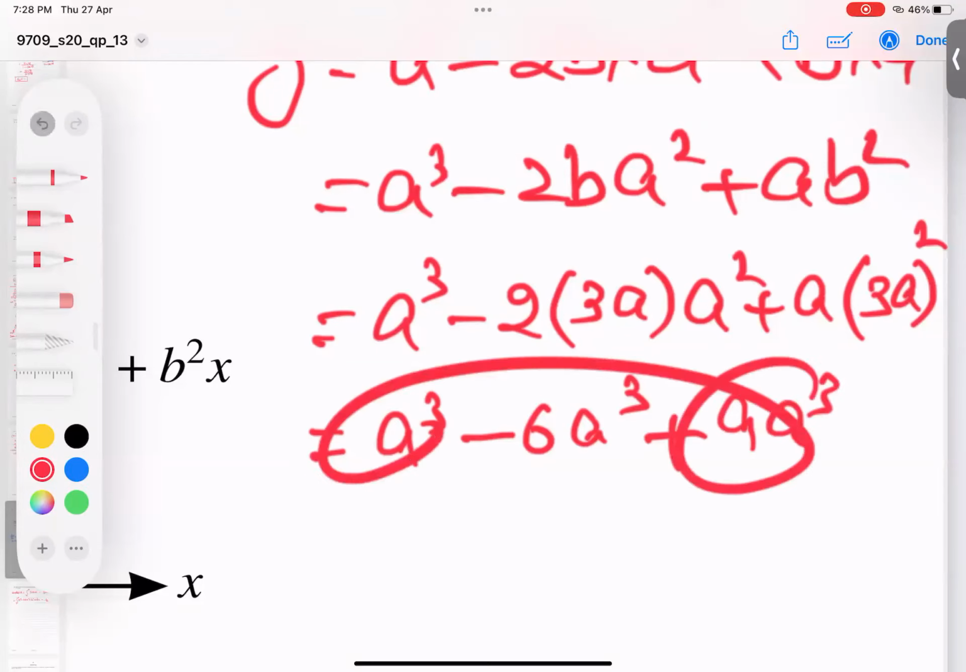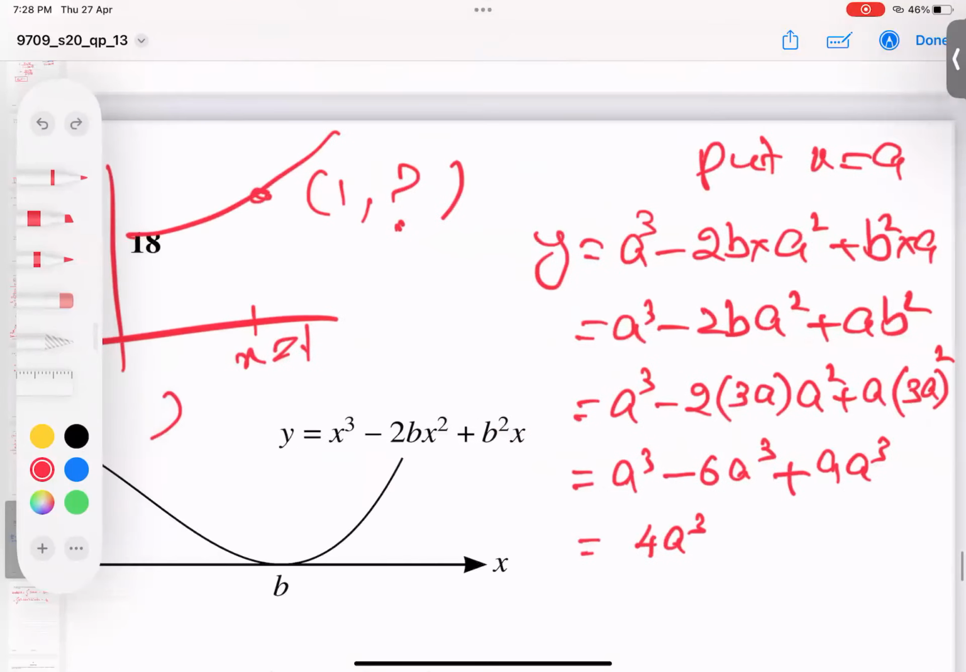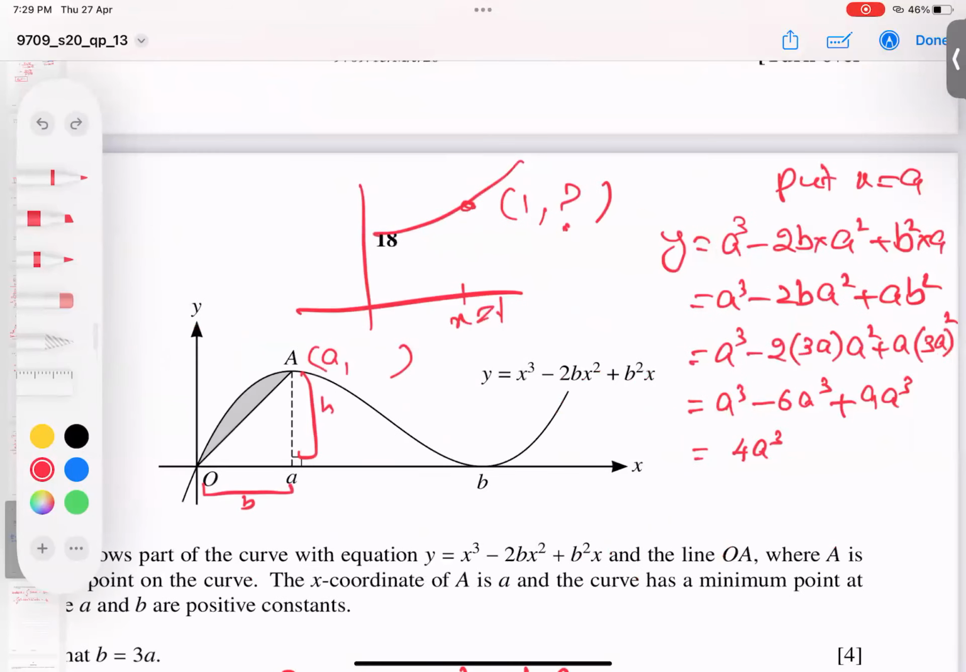9 plus 1, 10. Out of 10, 6 gone, 4. So 4 a cube. Let me check: 9 plus 1, 10. Out of 10, 6 gone, 4. So I hope the area under the line is very, very clear. And I guess 4a cube. So it means this is what I got as the height.